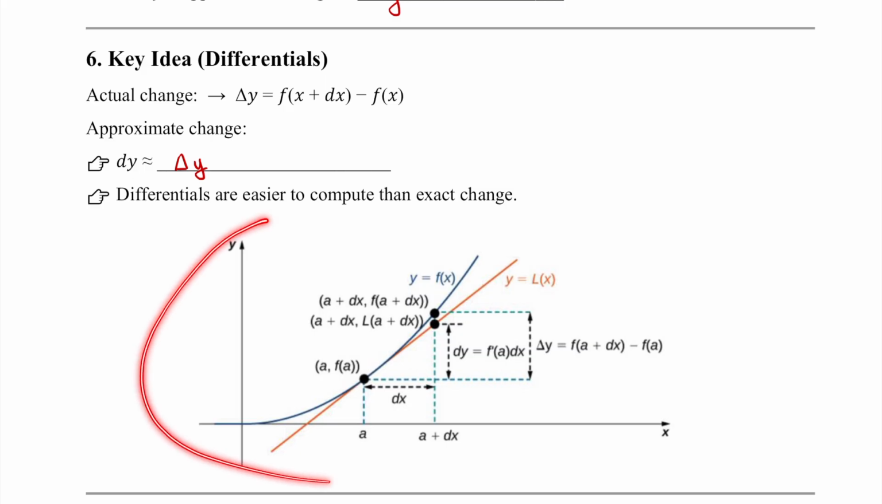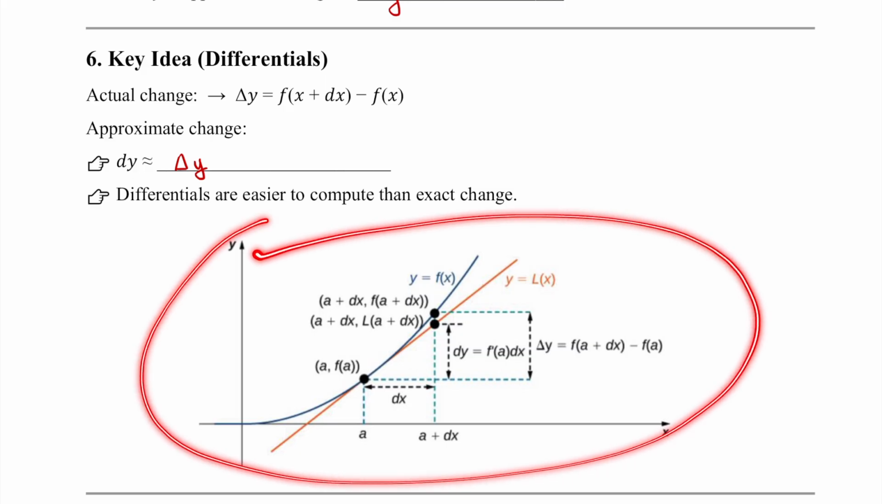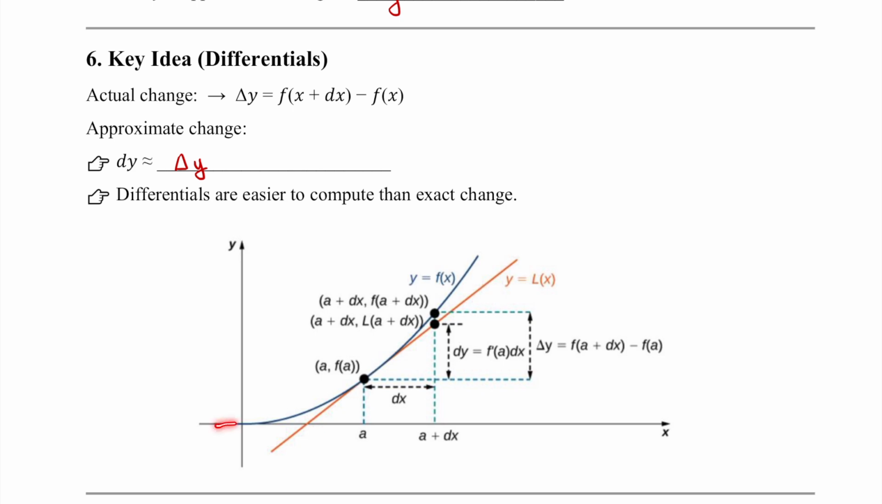Let's look at the graph to understand this better. The blue curve is the graph of the function f of x. The orange line is the graph of the tangent line. Start with the first x value, x equals a. I have this point a comma f of a. This point is on the blue curve and also on the orange line.